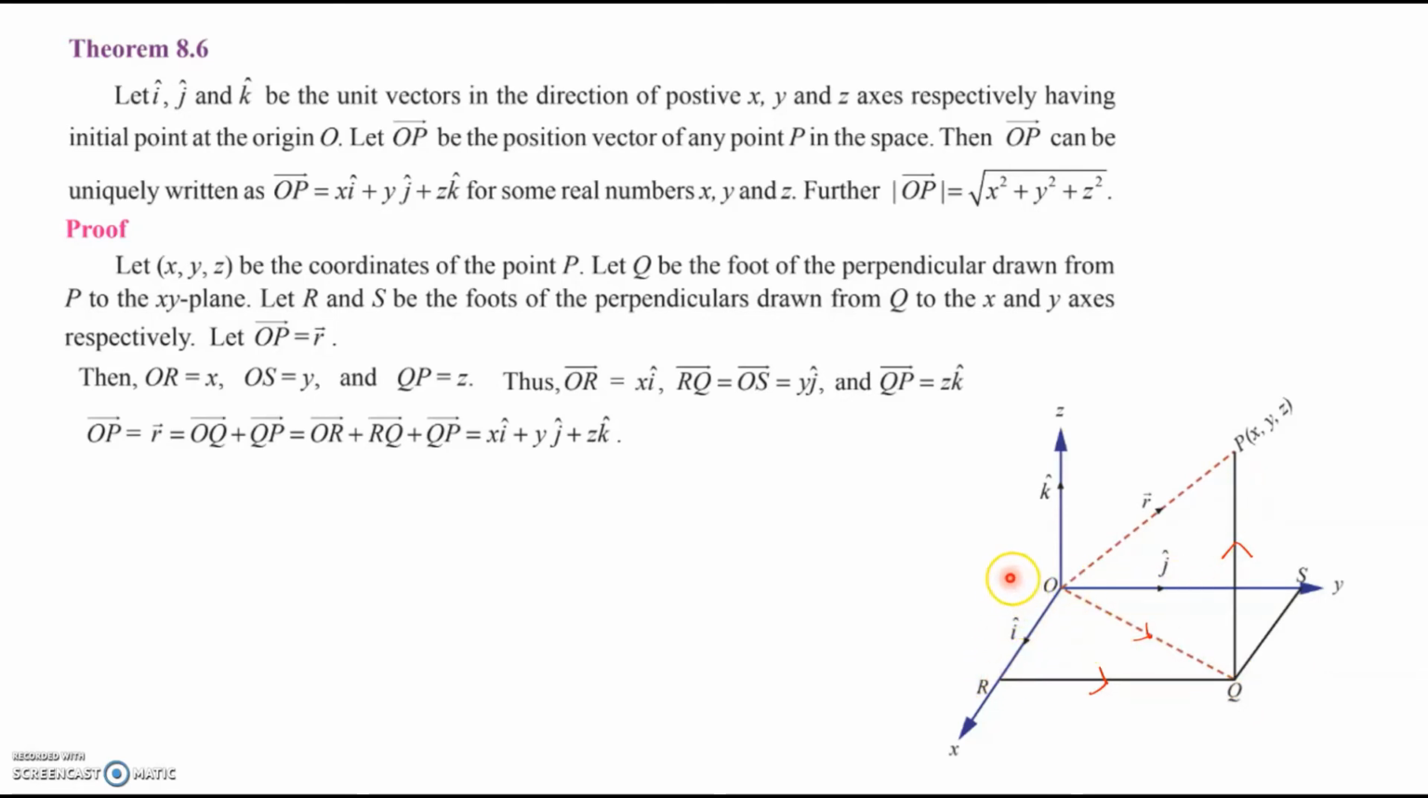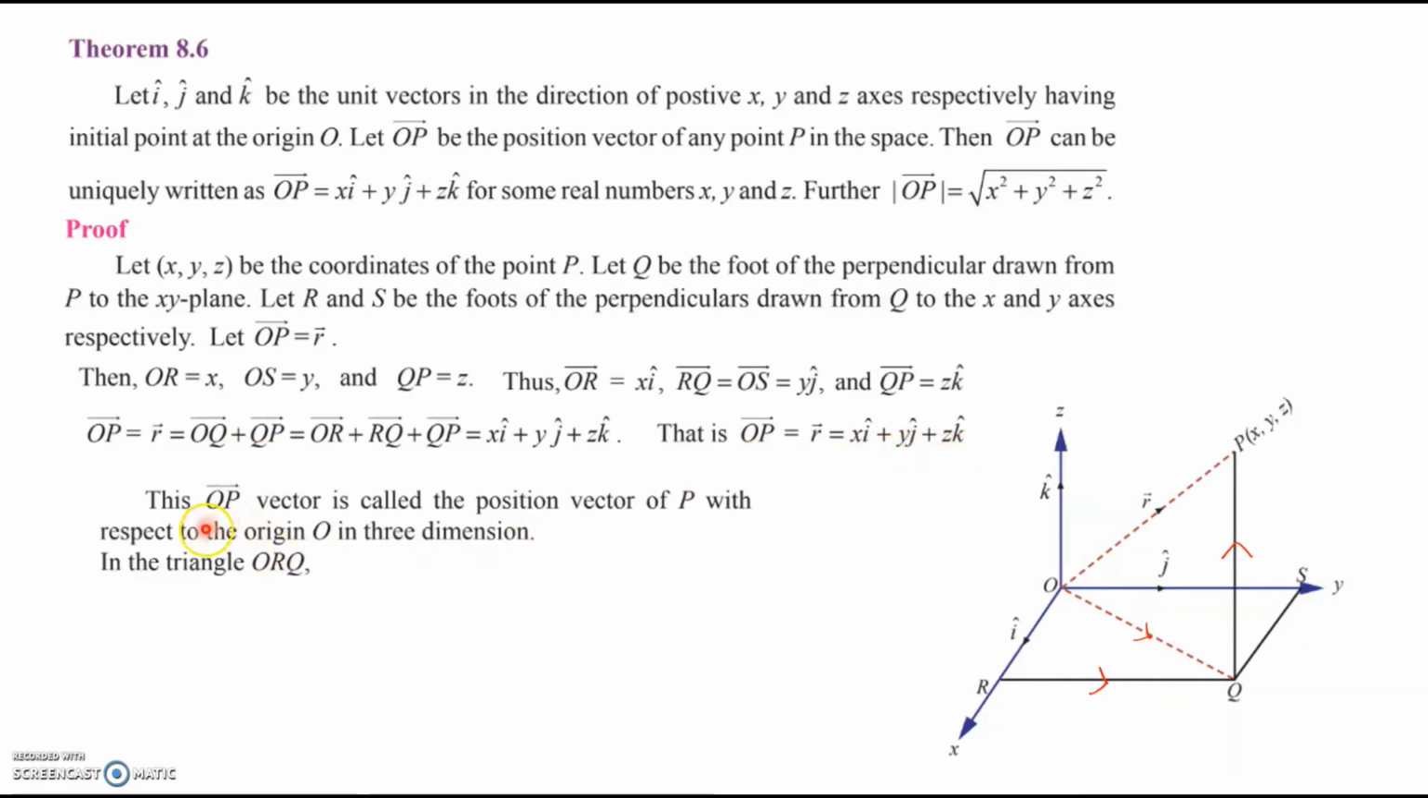All right. So we can say that vector OP, or vector R, is equal to x i cap plus y j cap plus z k cap. This OP vector is called the position vector of P. So the OP vector is called the position vector of P with respect to the origin O in three-dimensional space.